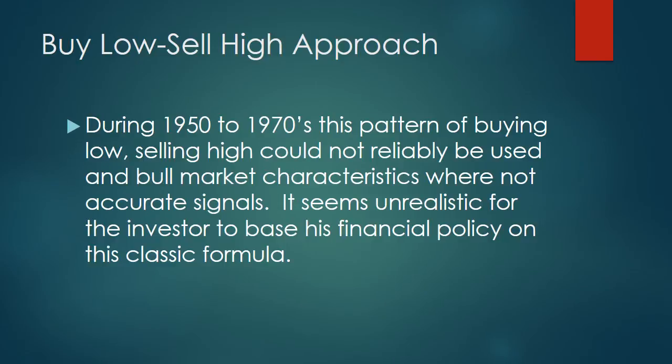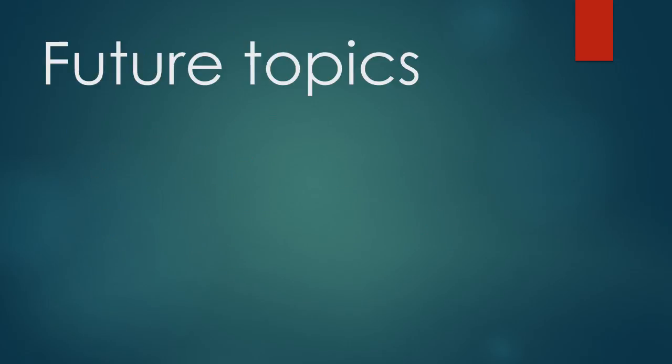He also said that during the 1950s to 70s, this pattern of buying low and selling high could not be reliably used on bull market characteristics, and bull market characteristics were not accurate signals. He said that it seemed unrealistic for an investor to base his financial policy on this classical formula, especially when everyone else was using this formula. So that was basically buying low and selling high, and Benjamin Graham was essentially against this idea, although most people to this day still use this.